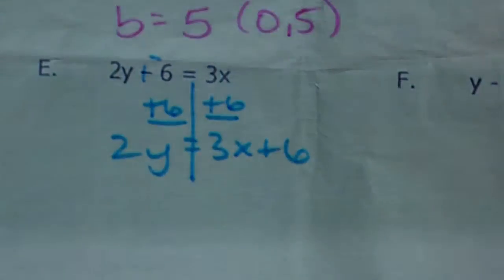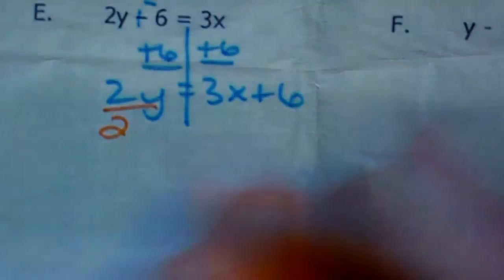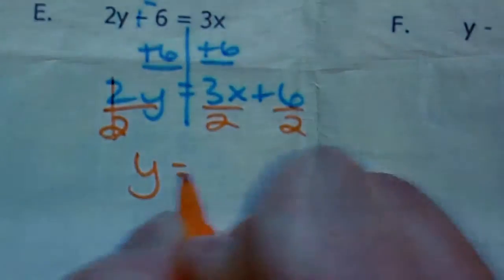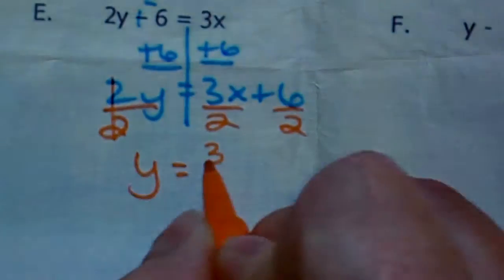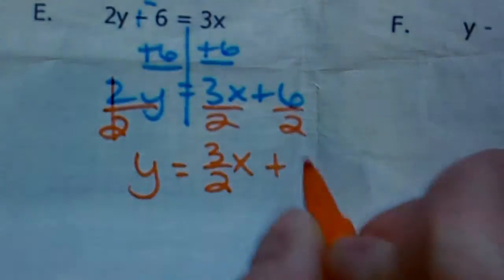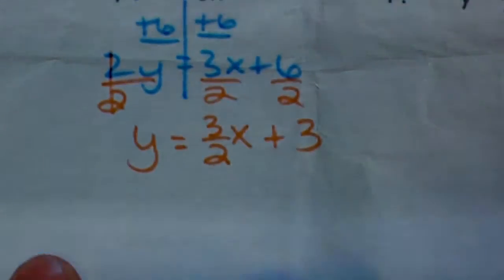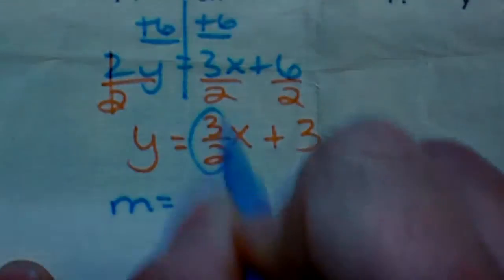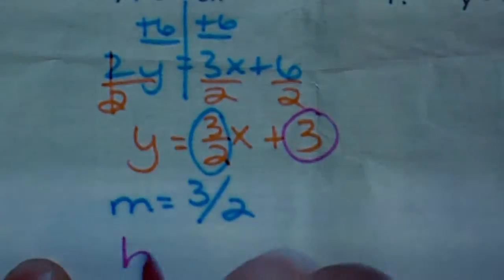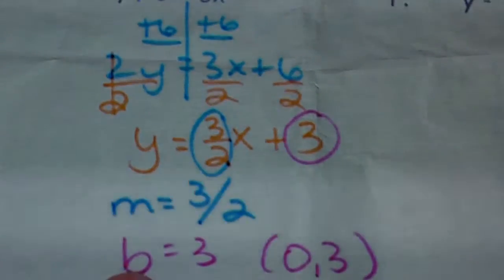Now that 2 needs to go away as well, because y is not alone yet. So if I divide that by 2, I need to divide each term by 2. So y is really equal to, and again, slope is okay in the form of a fraction, 3/2 x plus 6 divided by 2 is 3. Now we can identify the m and the b quite easily. M is the coefficient of x, which is 3/2. B is the constant, which is 3. The point on the graph would be (0, 3) for that one.